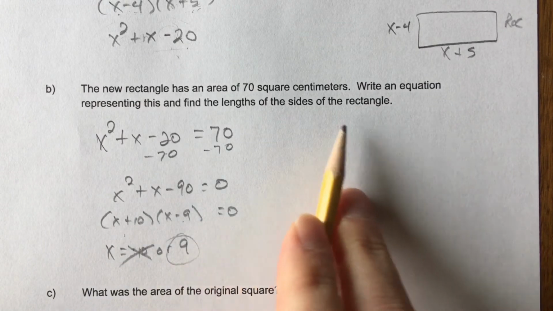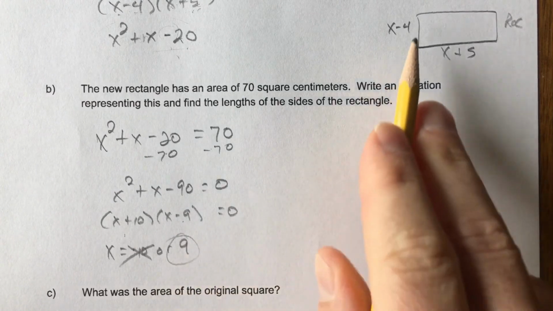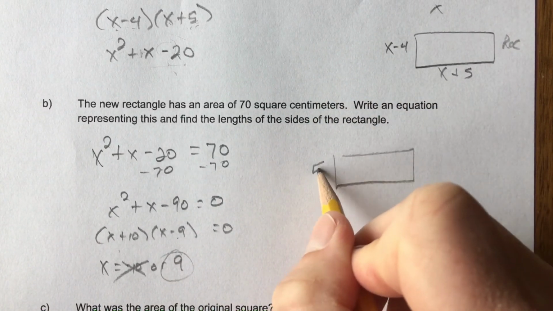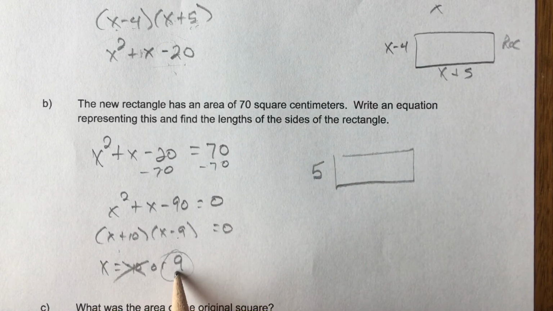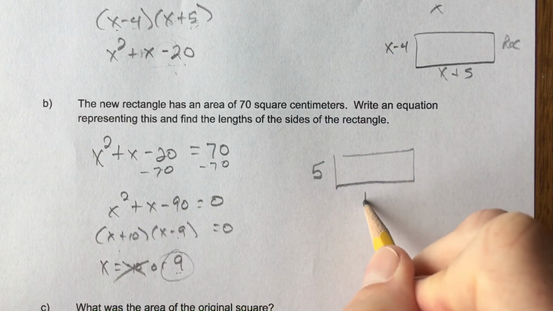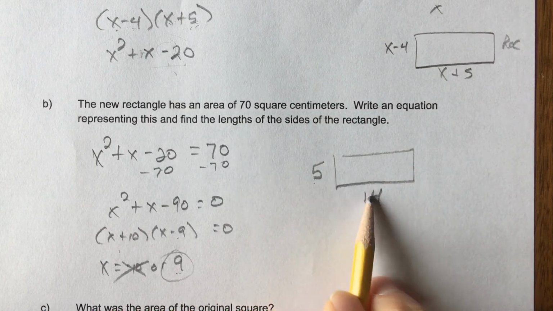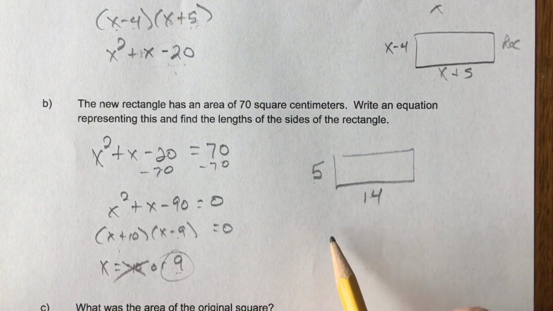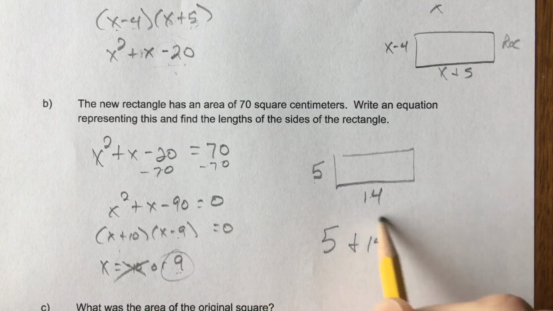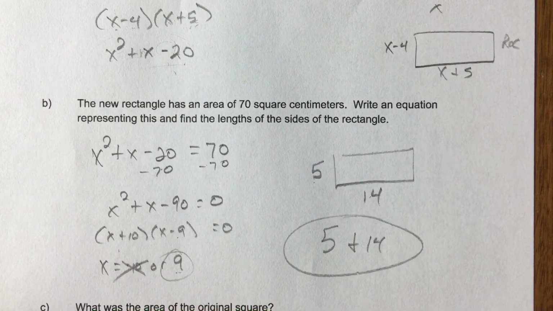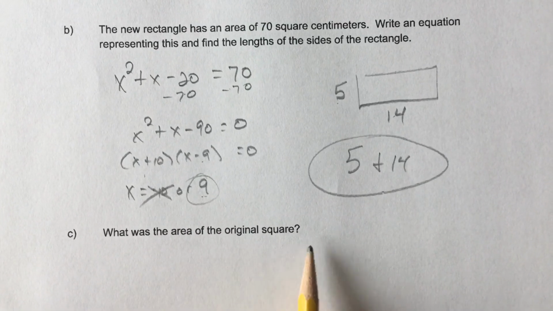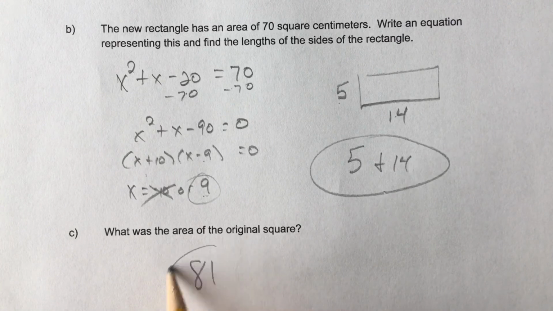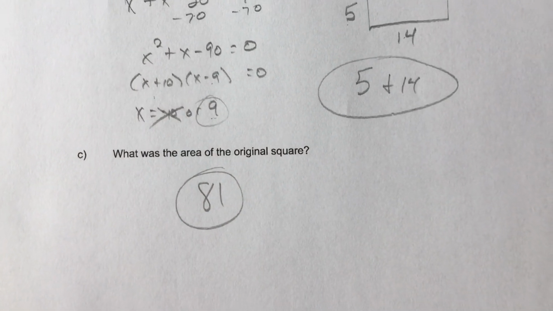For the rectangle, we took that 9 and one side was subtracted by 4. So that would have given us a side length of 5, and one side was added by 5. So the 9 goes up 5 to 14. 5 times 14 is 70 and works out the way we had. So those are our two sides, 5 and 14. And what was the area of the original square? Well, the original square had a side length of 9, so 9 times 9 gives us an area of 81.